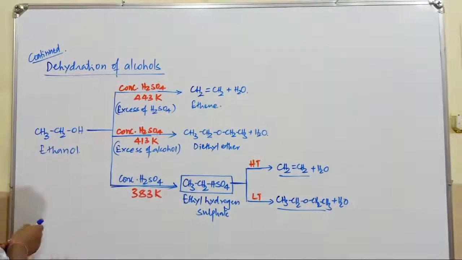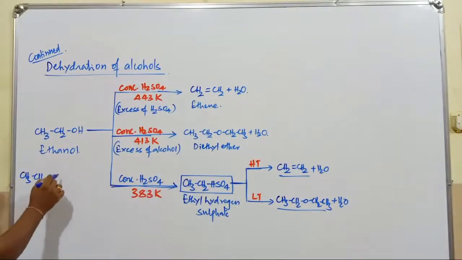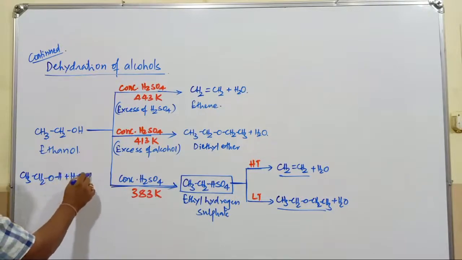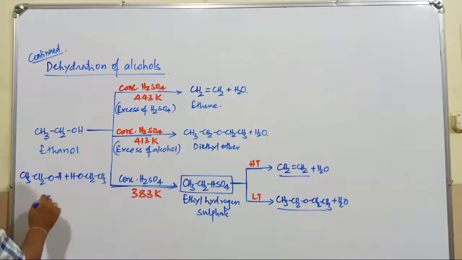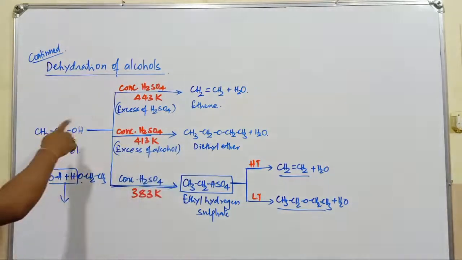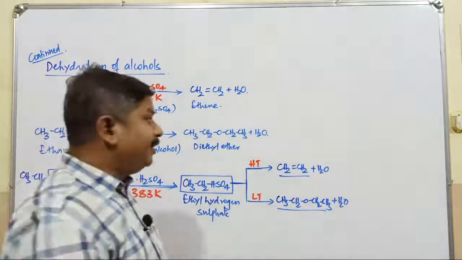Ether formation is possible if you take CH3CH2OH plus HOCH2CH3. Elimination of water takes place, and this gives ether. So this is one of the methods of preparation of ether.